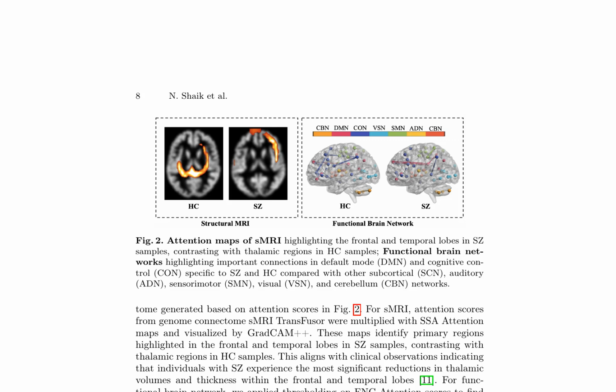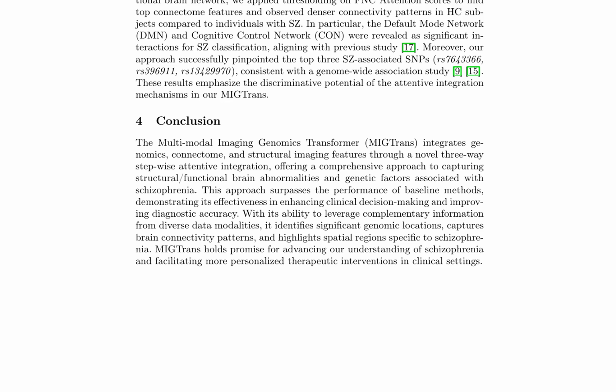Experiments on the Function Biomedical Informatics Research Network, FBIRN, dataset demonstrate the effectiveness of MIGTrans. The model outperforms single-modality approaches and baselines, achieving higher accuracy through the stepwise attentive integration of imaging with genomic biomarkers. Quantitative and qualitative evaluations highlight the model's ability to identify significant genomic locations, brain connectivity patterns, and spatial regions specific to SZ. Attention maps of SMRI and functional connectome reveal primary regions in the frontal and temporal lobes in SZ samples, aligning with clinical observations.